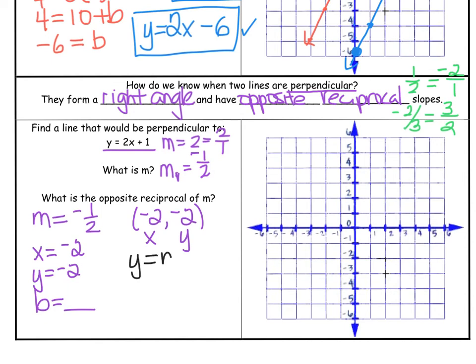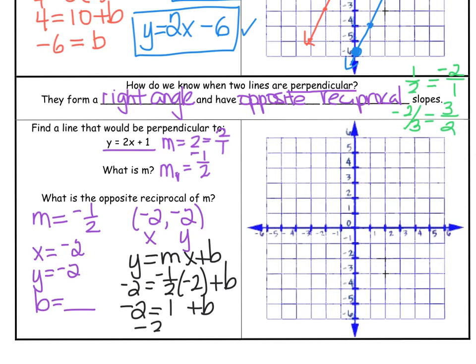So back to our slope-intercept form, y equals mx plus b. Y is negative 2. The slope is negative 1/2. My x value is negative 2, and we're looking for b. So we get negative 2 equals, negative 1/2 times a negative 2 is 1, plus b. Subtract 1 from each side, and we get a y-intercept of negative 3. So our equation is y equals negative 1/2 x minus 3.